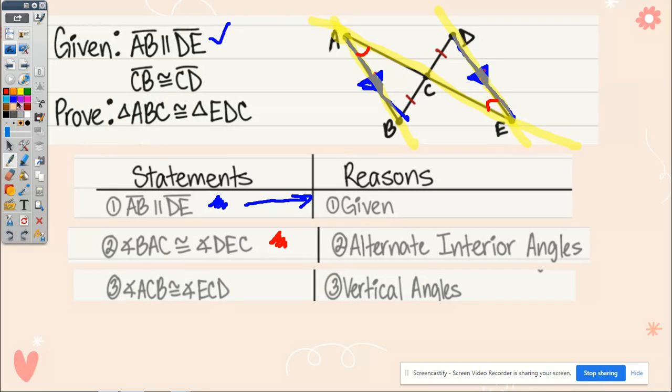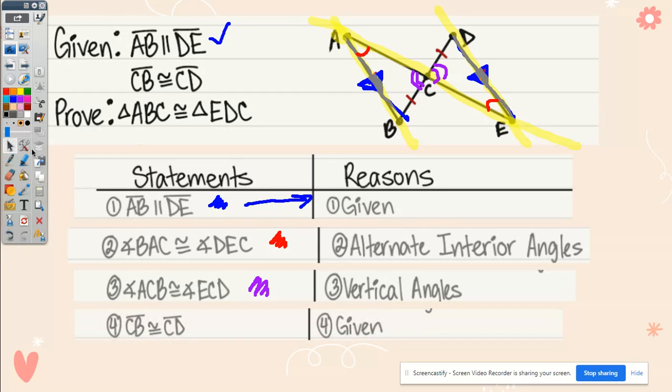Now we have as our next step the angle ACB. So ACB, coming back here, is the same size as ECD, and that was done in purple. The reason for that is vertical angles. Vertical angles will always help you, so make sure you always identify them.